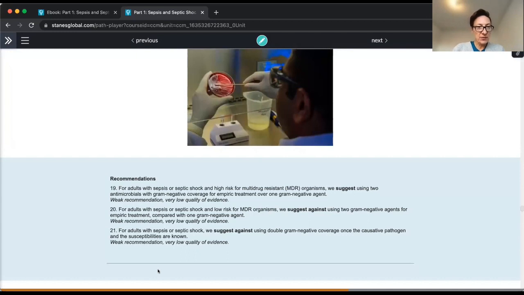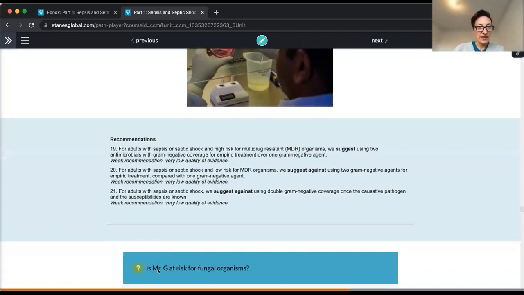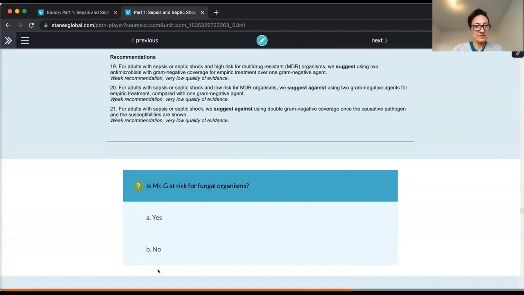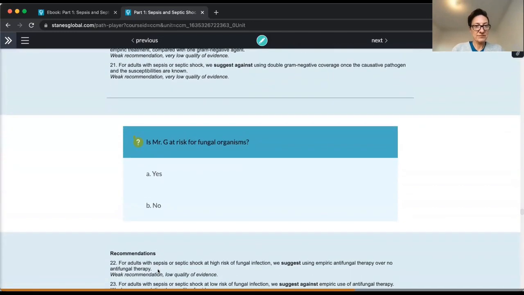For adults with sepsis or septic shock, we suggest against using double gram-negative coverage once the causative pathogen and the susceptibilities are known. Great. So because he's low risk, we would just use 1 antibiotic. And then especially once we knew our sensitivities, we could tailor the antibiotic to that specific organism.